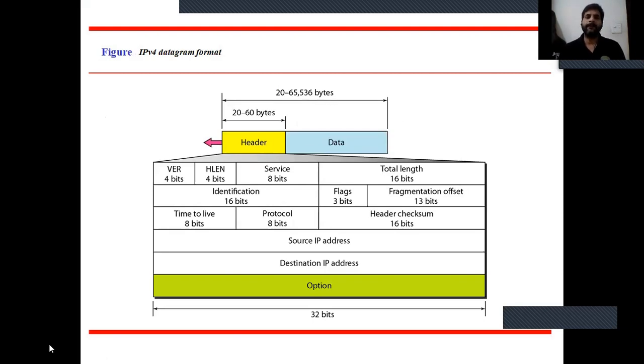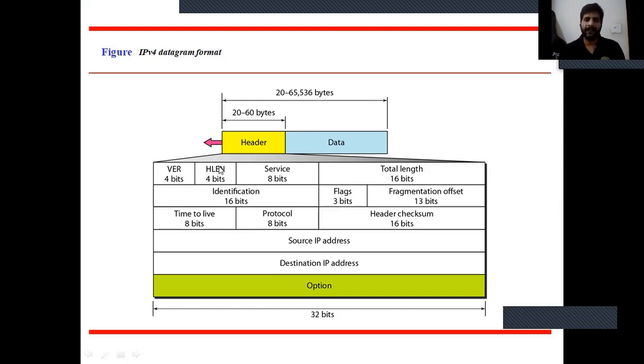The total IPv4 address is 32-bit. It mainly contains data in the form of header and data. The header is 20 to 60 bytes, and the size of header and data together is up to 65,536 bytes. Following the segments of the datagram format, the first field is version, which contains 4 bits.